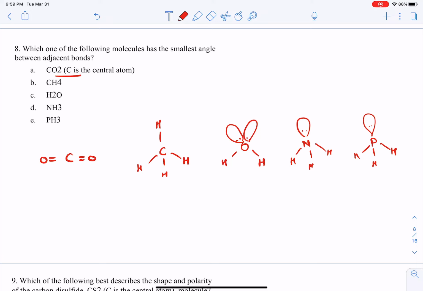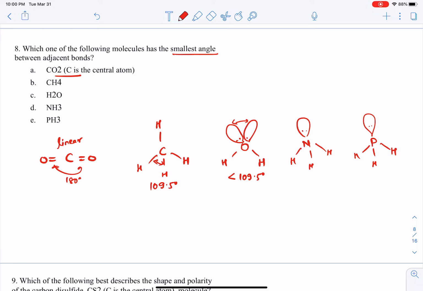Now what is the question? Which one of the following molecules has the smallest angle between adjacent bonds? Smallest. Okay, we have to go with smallest. Here we have a straight 180 degrees because it's linear. Here we already measured in the previous question, that's exactly 109.5 degrees. Here we know it's less than 109.5 degrees.